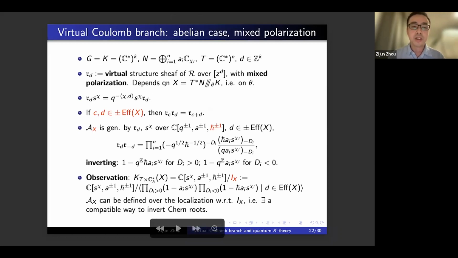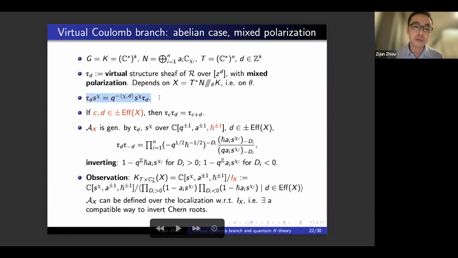So the result of this idea is that we have some modification of these generators. Previously we have this virtual structure sheaf of R, which we call R sub D. Now we choose different polarizations for different fixed points, which I call the mixed polarization. The generators, I call them curly R sub D, and they satisfy much better properties than the generators before.